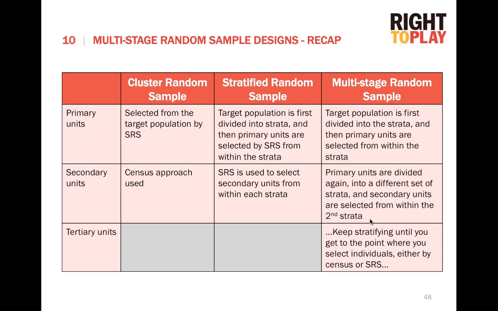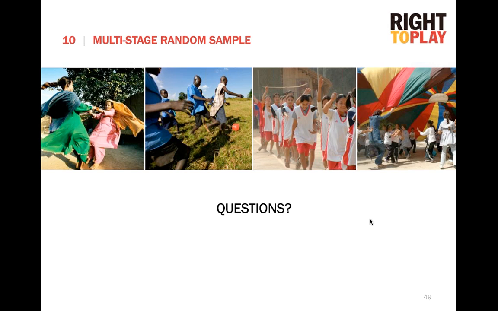The multi-stage random sample is basically just a stratified random sample where you stratify multiple times instead of just in 2 stages. So you have your initial strata, and then you select your primary units from within your first strata. Then these primary units are divided again into a different set of strata, and the secondary units are selected from within the second strata. And then you can divide it again where you select tertiary units from within a third strata, and you keep stratifying until you get to the point where you're ready to select the individuals, either by census or by doing a simple random sample. Does anybody have any questions?